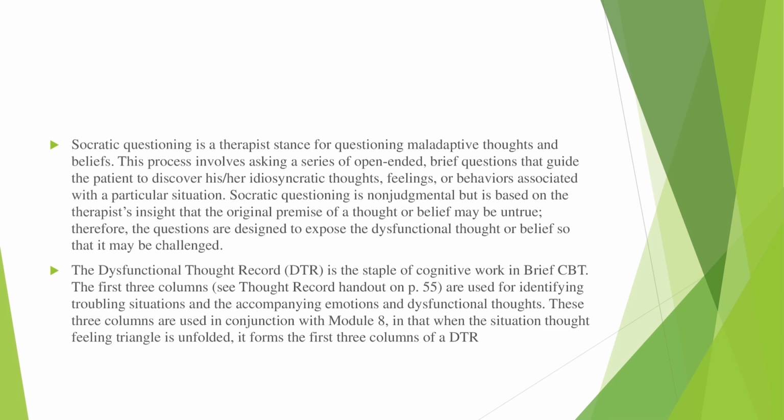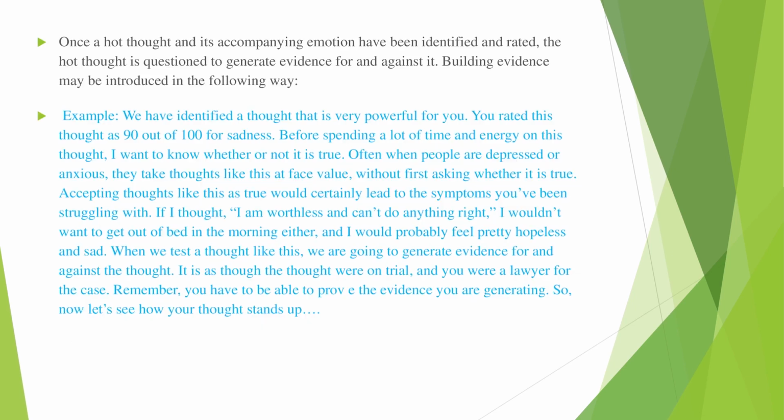The dysfunctional thought record, DTR, is the staple of cognitive work in brief CBT. The first 3 columns are used for identifying troubling situations and the accompanying emotions and dysfunctional thoughts. These 3 columns are used in conjunction with Model 8, in that when the situation-thought-feeling triangle is unfolded, it forms the first 3 columns of a DTR.